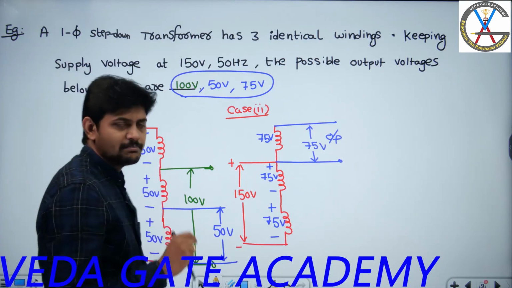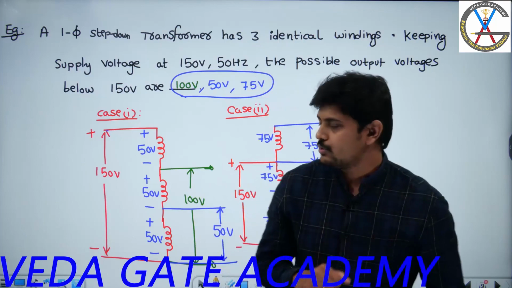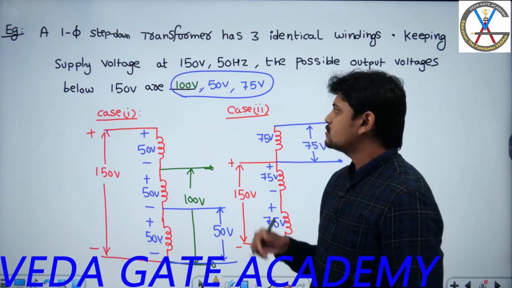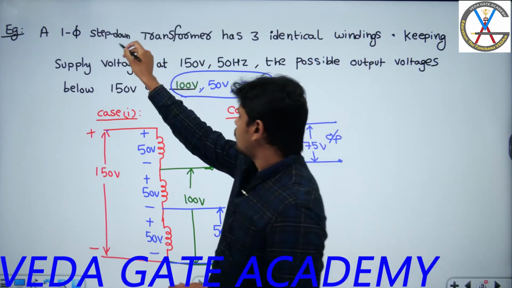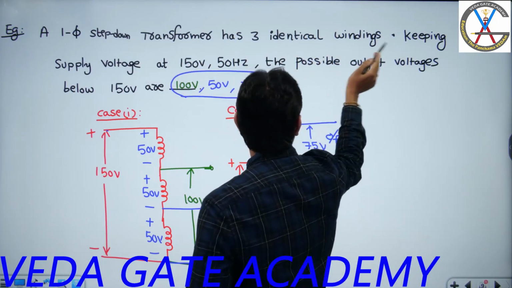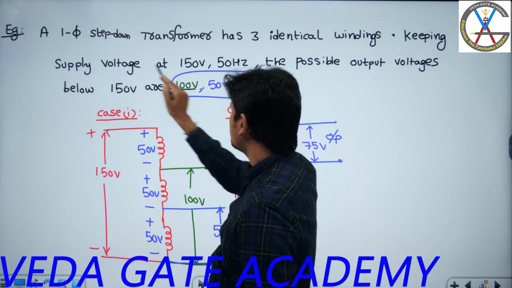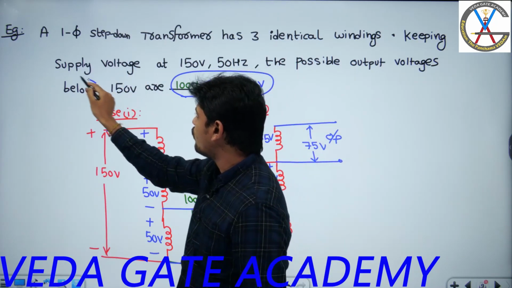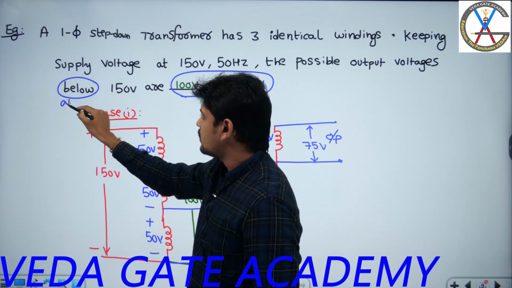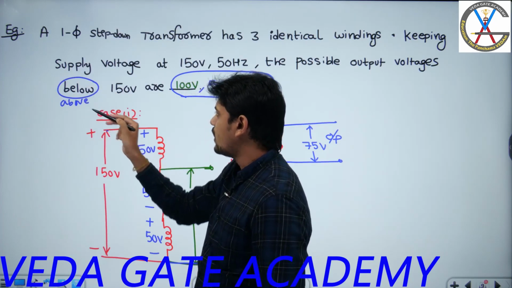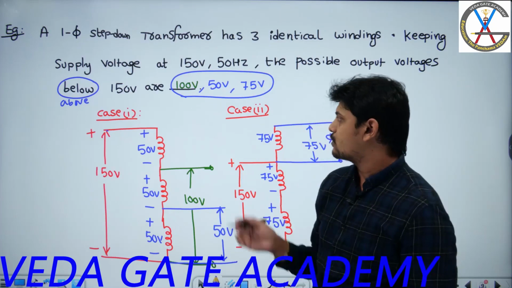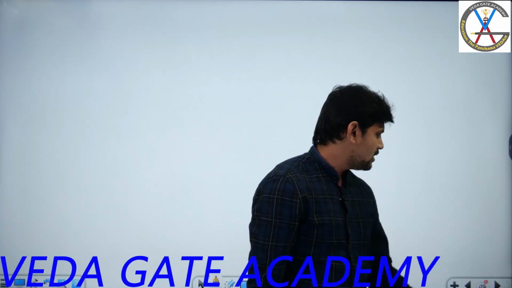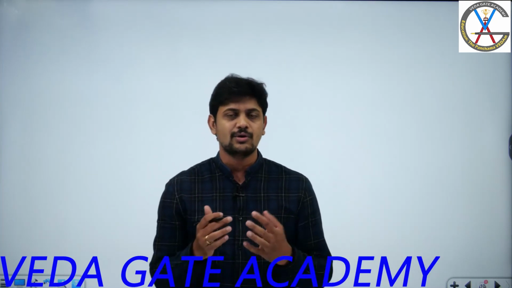Now I am giving a simple task to you as homework. Here I have made my assumption as a step down transformer. Now forget about this step down. A single phase transformer has three identical windings which are connected in series, keeping the supply voltage at this. What are the possible output voltages above 150 volts? So what is your homework? You need to identify what are the possible voltages which you are going to get above 150 volts. So do that and try to tell me what answers you get.